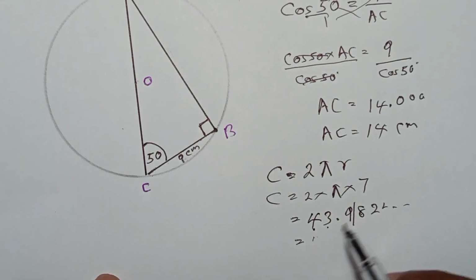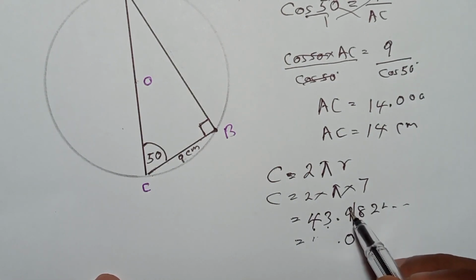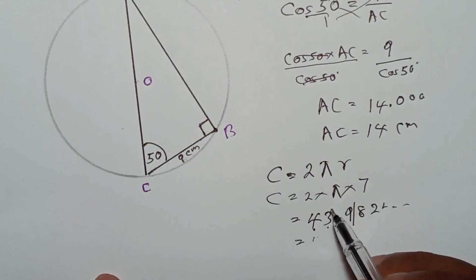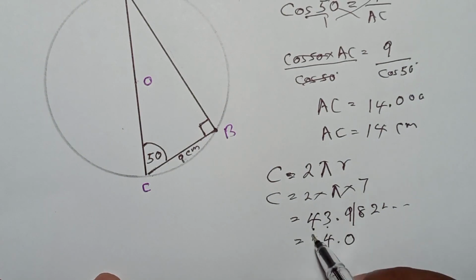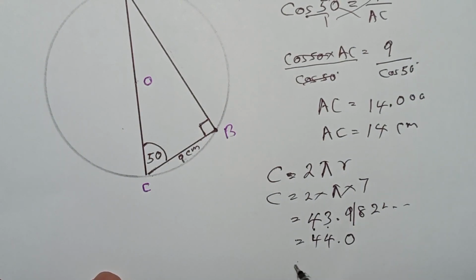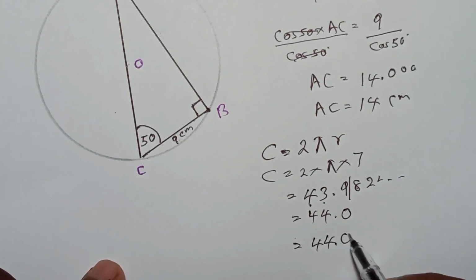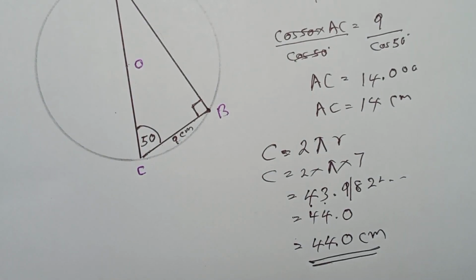So when you add 1 to 9, it will be 10. From 10 I put 0 and 1 comes to here, so 1 plus 3 will be 4, and here 4. So our final answer for the perimeter of the circle is 44.0 centimeters. So this is the answer for the circumference of the circle.